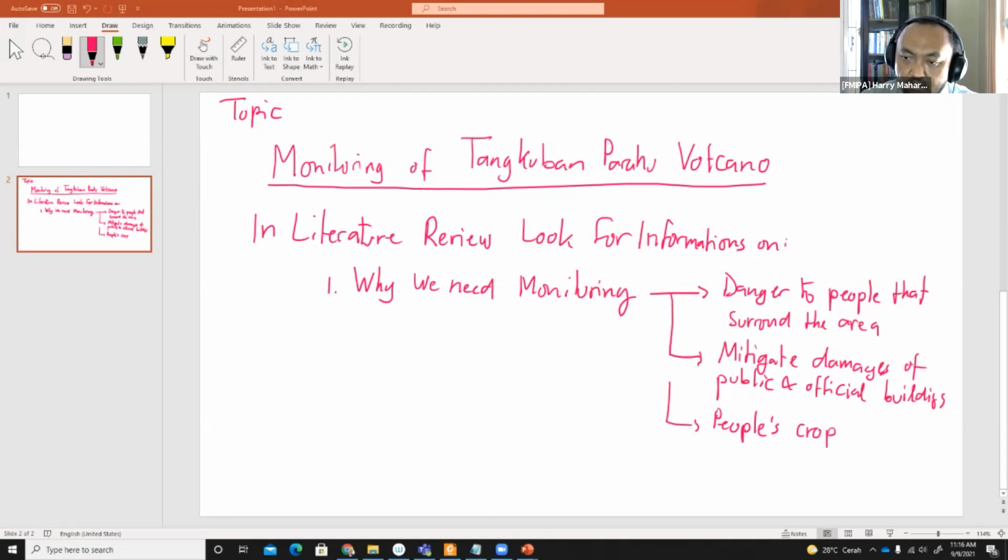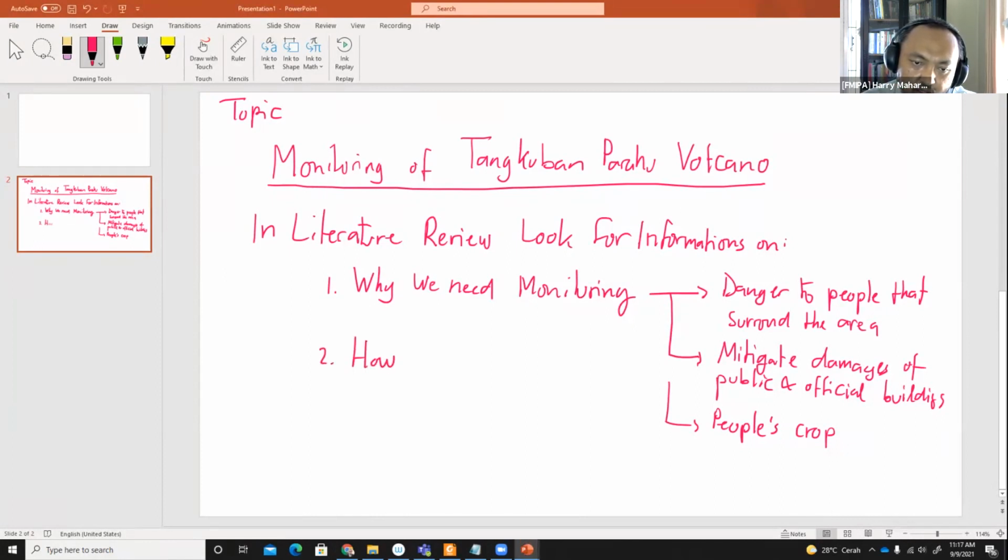So it will basically cause a lot of economic and also psychological damage, obviously, if we don't monitor. Okay, so these are basically the reasons why we need to monitor. And then the second one is how to monitor.